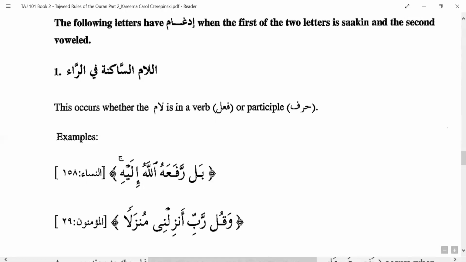وَقُلْ رَبِّي أَنزِلْنِي مُنزَلًا. Again, you will join. You will not say قُلْ رَبِّي. You will idgham.